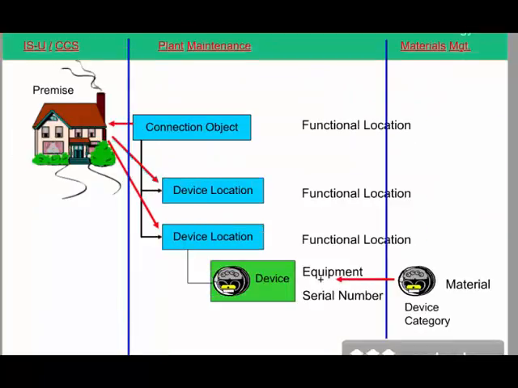This gives the interlinking of utilities with plant maintenance and material management. Connection object and device location in SAP ISU are the functional location in plant maintenance. Device in SAP ISU is equipment in plant maintenance. Device category in SAP ISU is material in material management.